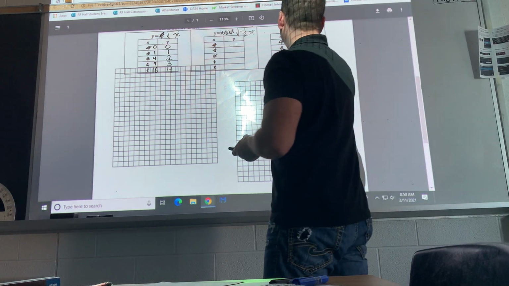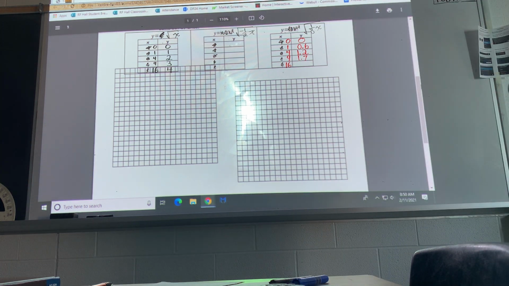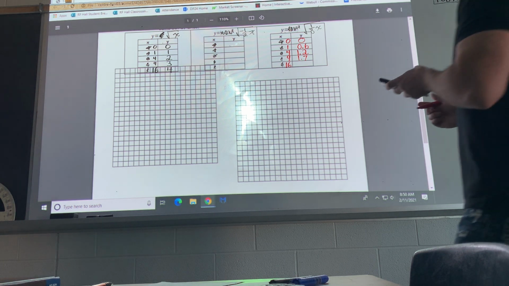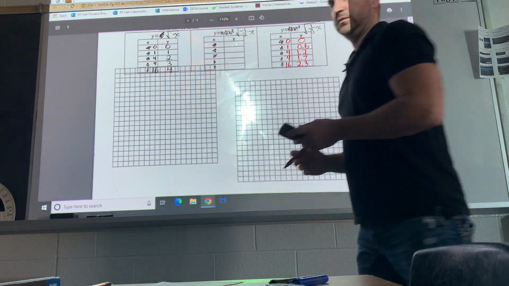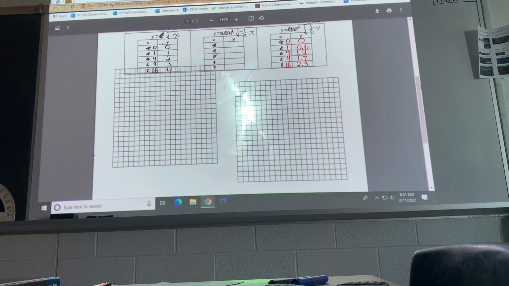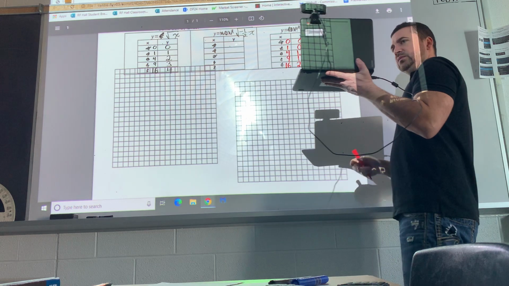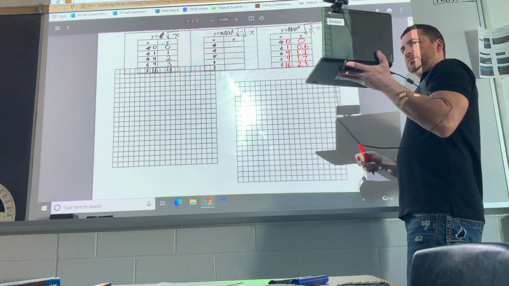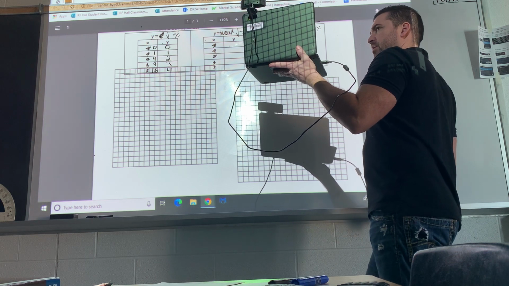I have 1.7. And then I'll bring the computer closer. 2.3. Sorry, I'm trying to get that glare out of there. So I did the third one.